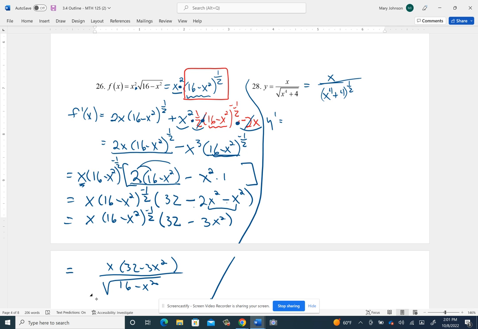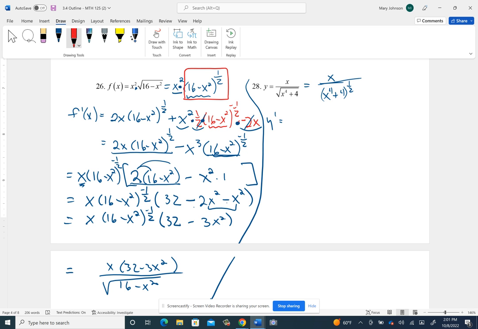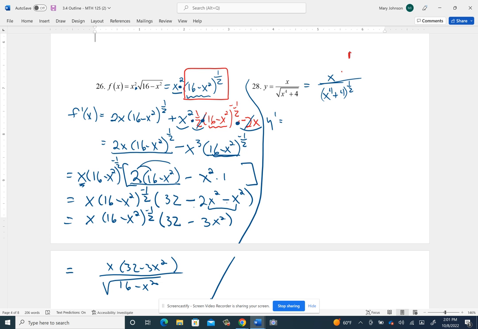So I know the derivative of the numerator is 1. Let's do those derivatives in red right here. So the derivative of the numerator is 1. And notice the derivative of the denominator would be 1/2 x to the 4th plus 4 to the negative 1/2, and then you'd have to multiply by the derivative of the inside, which is 4x to the 3rd. Okay, so the quotient rule isn't just derivative of top divided by the derivative of the bottom. You know that by now.